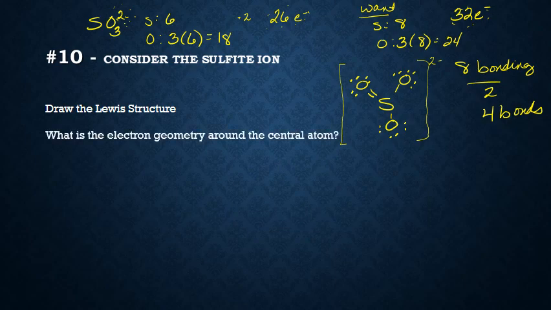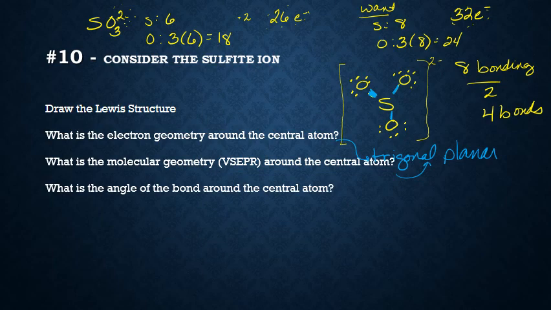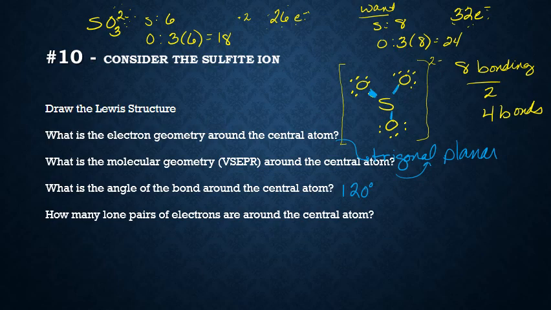The electron geometry around the central atom. If you recall, we're going to treat a double bond for geometry purposes as if it were a single. So I have 1 bond, 2 bonds, 3 bonds, so the geometry is trigonal planar. And because there are no lone pairs, the molecular geometry is also trigonal planar. The bond angle is 120 degrees. I've already answered that one.